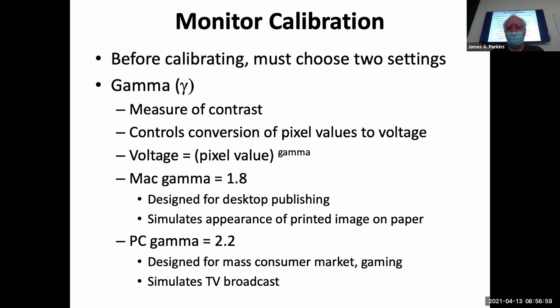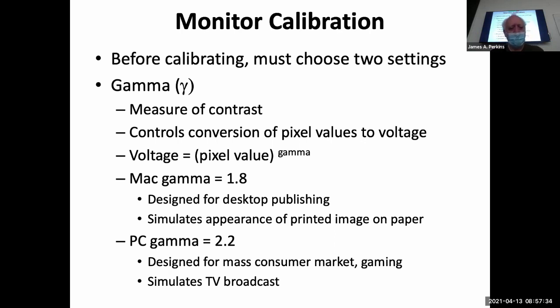So Microsoft made the choice that when they released their Windows operating system, they would use a higher gamma value, a gamma value of 2.2, which actually is very similar to the gamma value that's used in television broadcasts. Television is a very high contrast medium. And so Microsoft decided that they wanted all images that appeared in Windows to have that very high contrast that matches what you see in a television broadcast.